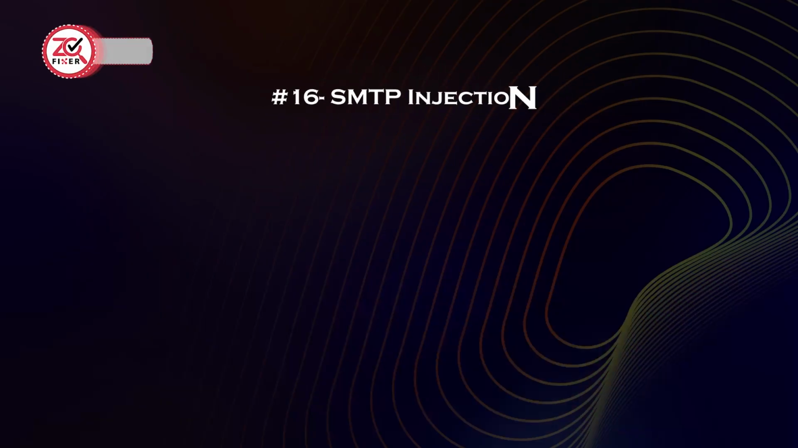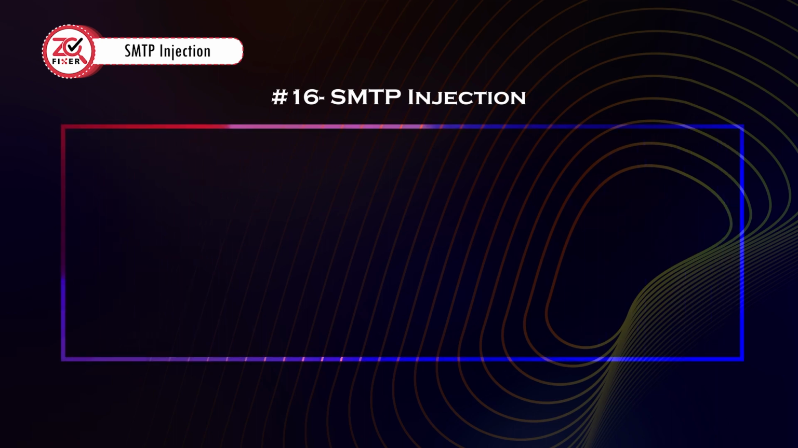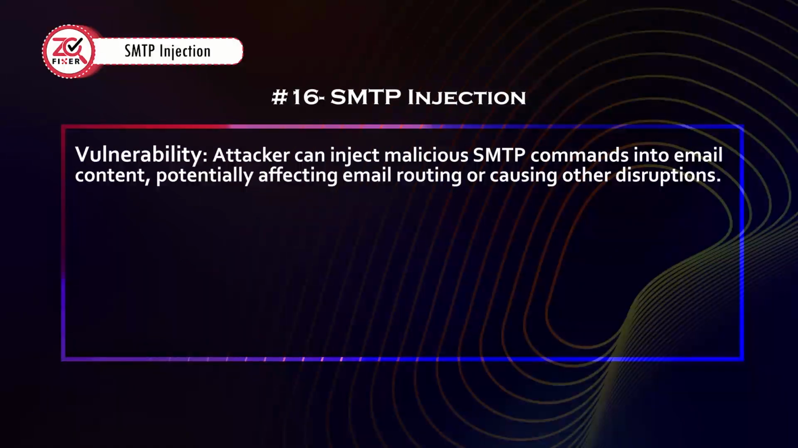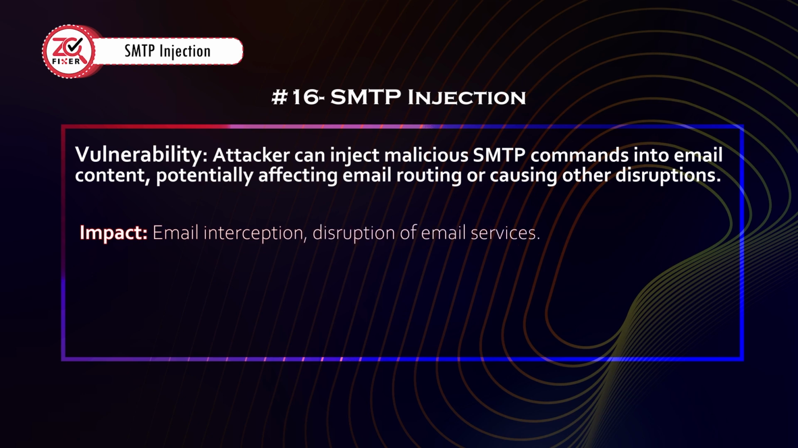Number 16, SMTP injection. Vulnerability: attacker can inject malicious SMTP commands into email content, potentially affecting email routing or causing other disruptions.